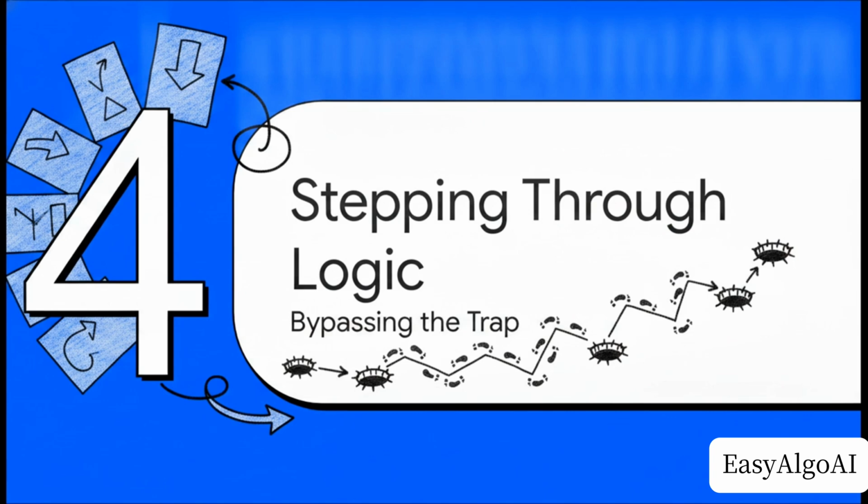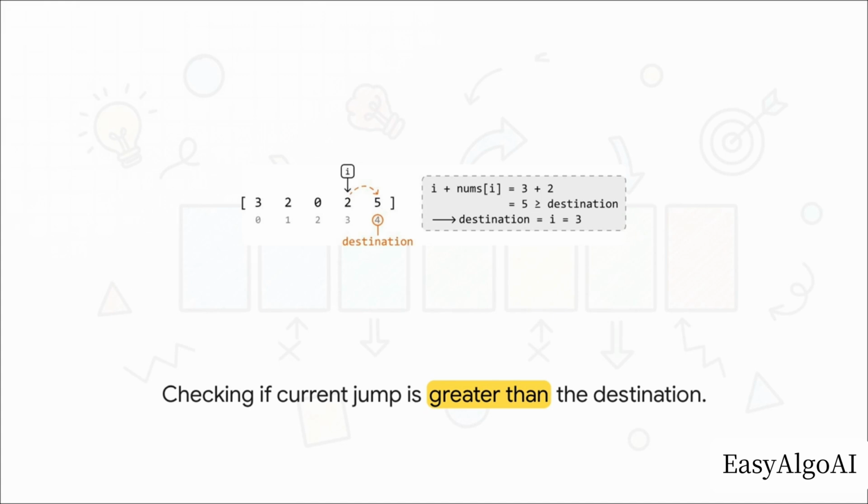Okay, let's see this in action. Section 4, stepping through the solution. Look at the incredibly simple math that replaces all that nasty recursion. We're stepping back to index 3, which holds a value of 2. We just add the index number itself to its jump value. 3 plus 2 is 5. Is 5 greater than or equal to our current destination of 4? Yeah, it absolutely is!